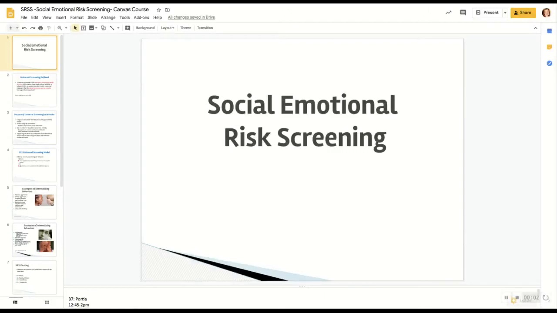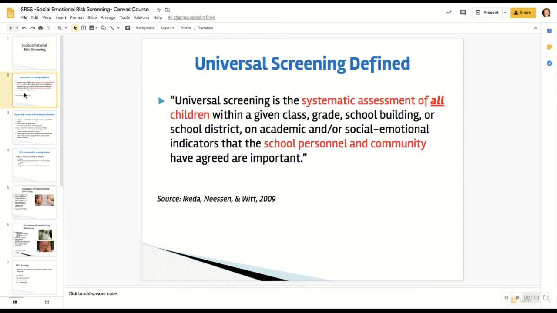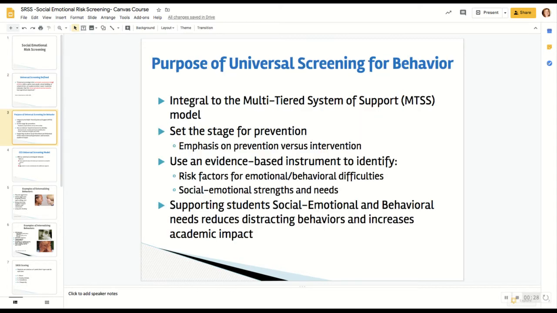Here's a bit of information about the SRSS Universal Screener. It's the Social Emotional Risk Screener. A universal screener is the systematic assessment of all students within a given class, grade, building, or district on an academic, or as in this case, social emotional indicators that the school personnel and community have agreed are important.